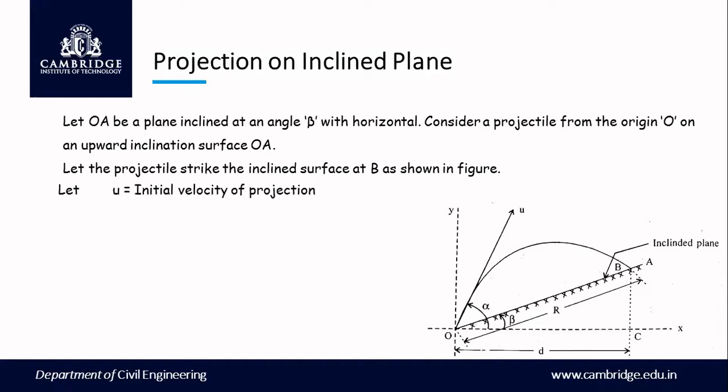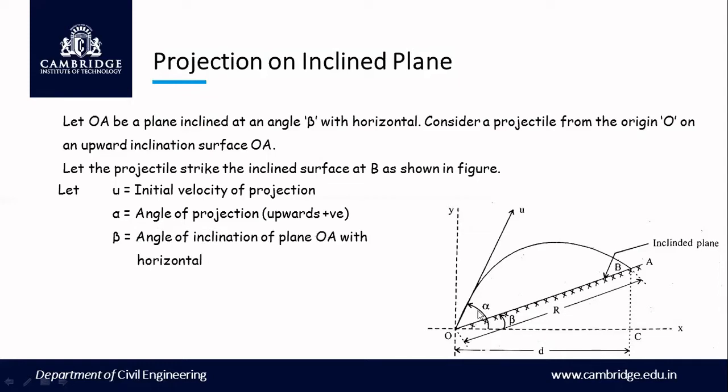Let U be the initial velocity of projection. Alpha is the angle of projection. Since this inclined surface, what you see, is projected upwards, up this x-axis, that is positive. If it was projected downwards, usually beta will be projected downwards, at that time it will be negative. And beta is the angle of inclination. So this is the angle of projection and this is the angle of inclination of plane OA with respect to horizontal.